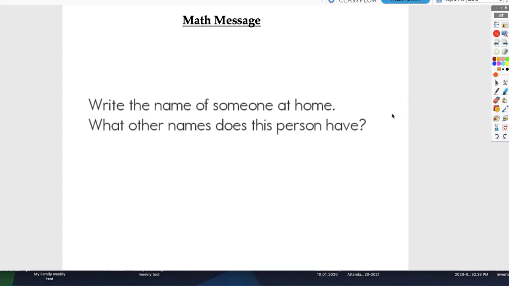Don't worry about spelling. Spelling does not count in math class. Unless it's your own name. Then I'd be a little worried. But I think now we can spell our own name. So write down the name of somebody at home. Hayden, write down the name of somebody at home. Just one person? One name? Okay.